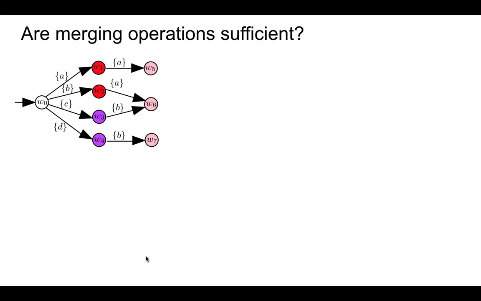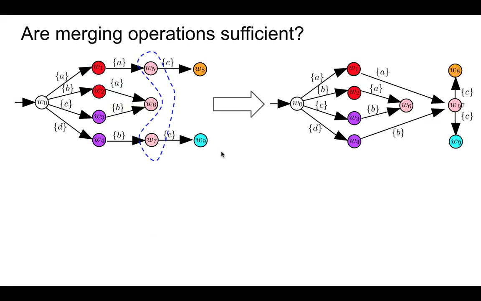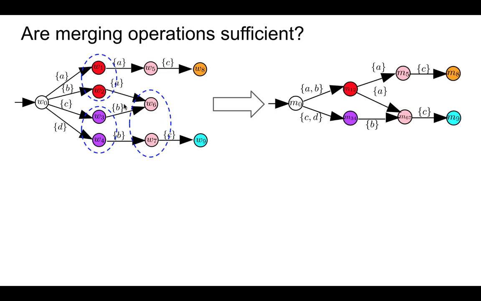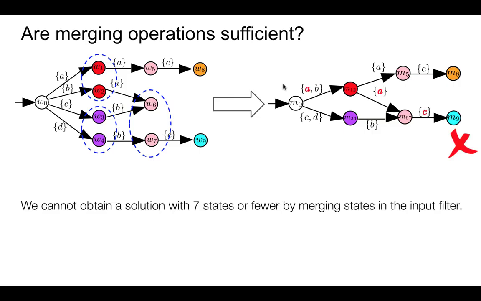We modify the previous example by adding extensions to W5 and W7. Now we cannot merge W5 and W7 because if you do that, you will get a filter which has inconsistent output for string AAC. Here AAC outputs cyan, but this cyan is not a valid output in the original filter for AAC. As a consequence, we cannot merge the 3 pinks. Instead, let's just consider merging 2 of them. Together with all other mergers, we can get a filter with only 7 states, but this filter still has inconsistent output for AAC.